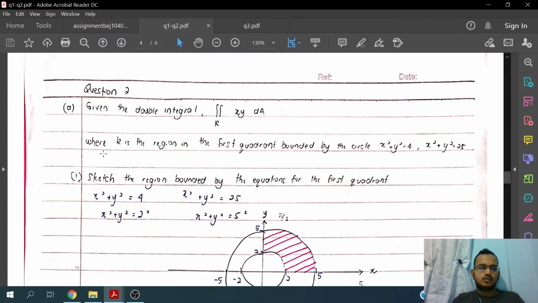My matric number is CE190205, and I'm going to explain question 2 and 3 manual calculation. So this is question 2. Question 2a is about double integral.